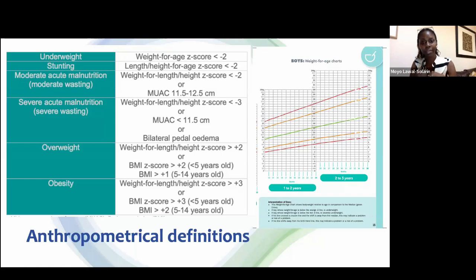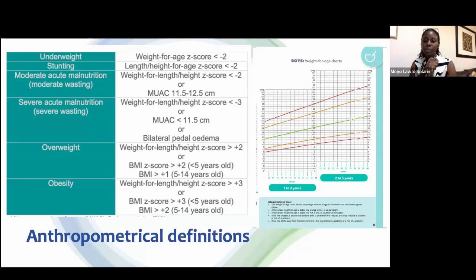So a weight for length Z score of -2, which is below this orange line that's second to last at the bottom, or a mid-upper arm circumference of 11.5 to 12.5, constitutes a MAM. For the mid-upper arm circumference, you can either just use your standard non-elastic tape, or sometimes there's a specific MUAC measuring tape that has colors that delineate whether it's normal, a MAM, or a SAM. If it falls in between those ranges, then it's a MAM.